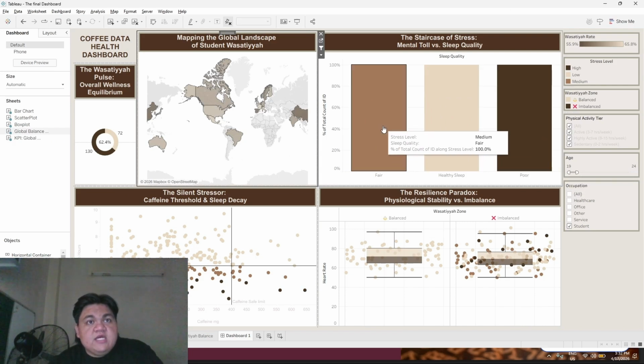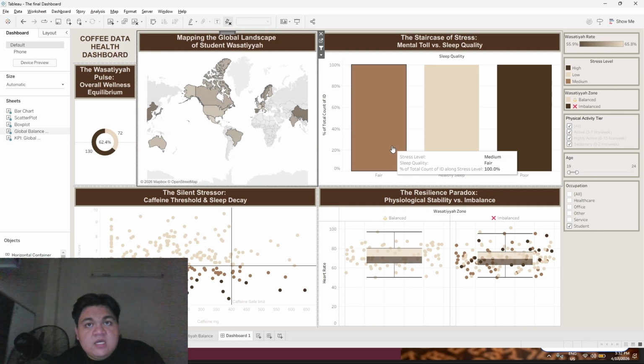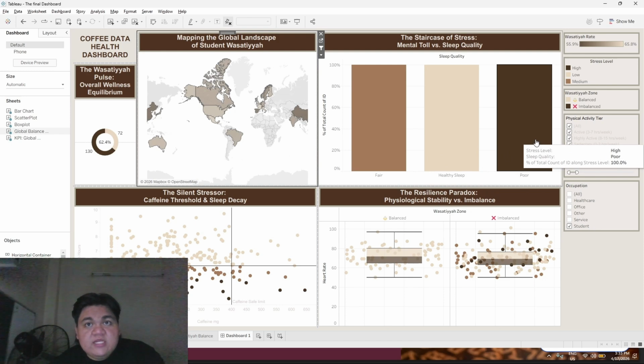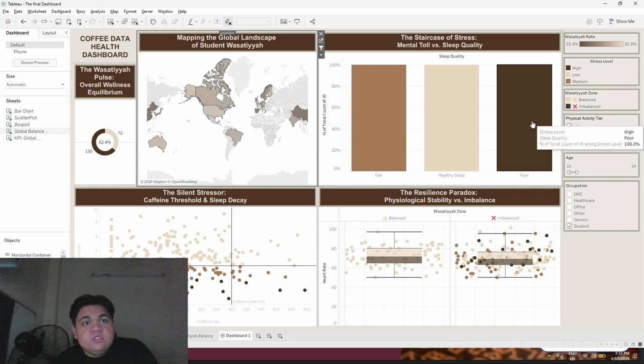So as we can see, the finding here reveals that sleep quality is an absolute binary predictor of stress for the student. So as you can see, in the poor sleep category, the bar is solid. In our refined group of 202 students, the correlation is perfect. 100% of students with poor sleep reported having a high stress level. So the visualization brings us back to the core principle of wasatiyah or balance, that the data proves that the quality of your sleep directly dictates your stress level.